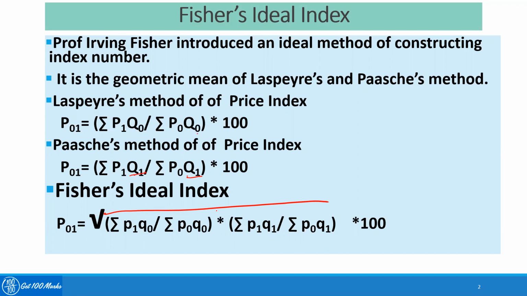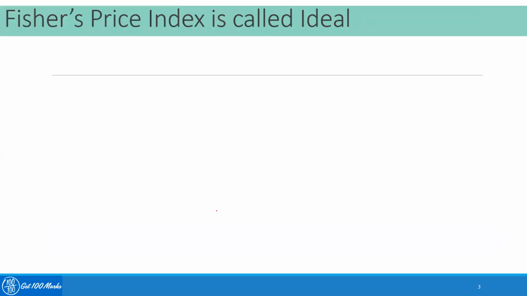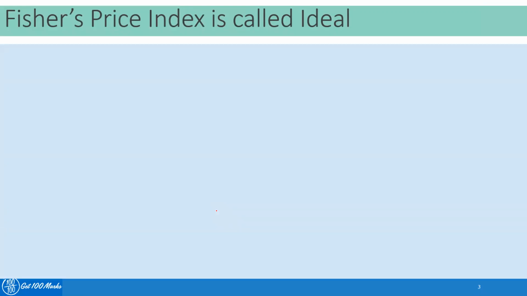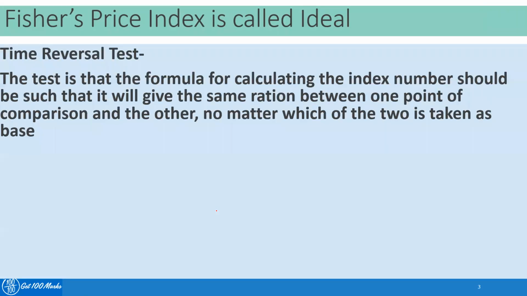Now, why is Fisher's index called ideal? The first thing, Fisher actually proposed the time reversal test, and he said it is a test to determine whether a given formula for calculating an index number will work always in time, forward or backward. That means whether you are considering the current year and base year, if you just interchange them, the formula should not change.